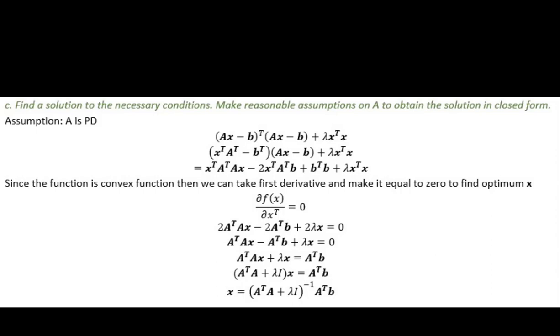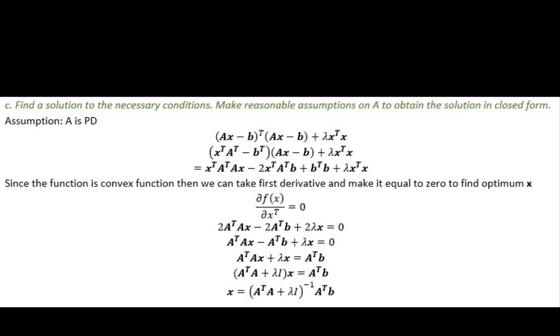Here also it might be difficult if you again write it explicitly. But if you write it implicitly, this is how it is: X transpose A transpose A X, minus 2 X transpose A transpose B, plus B transpose B, plus lambda X transpose X. So this is the function that we should look at. And for this function, the first derivative is this.